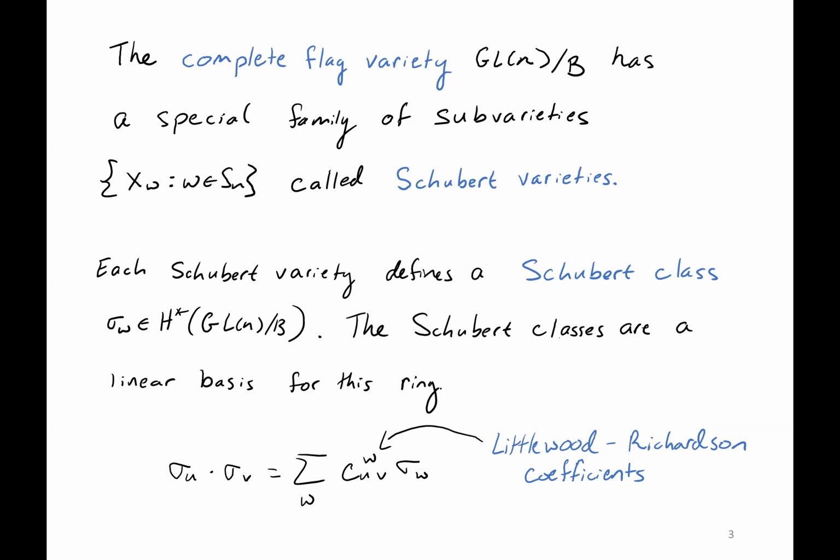And the Schubert classes are particularly nice because they're a linear basis for this ring. So often what we do is we try to multiply two of these Schubert classes and express them in this basis and understand the coefficients. We know for geometric reasons that these are non-negative integer coefficients, but an explicit combinatorial understanding of these coefficients is a bit elusive, except in special cases.